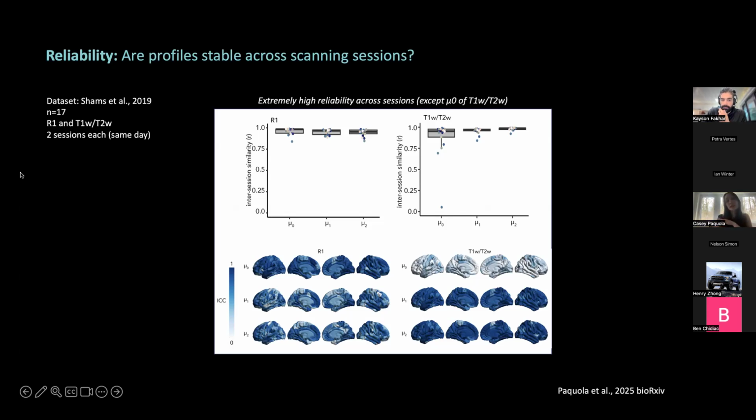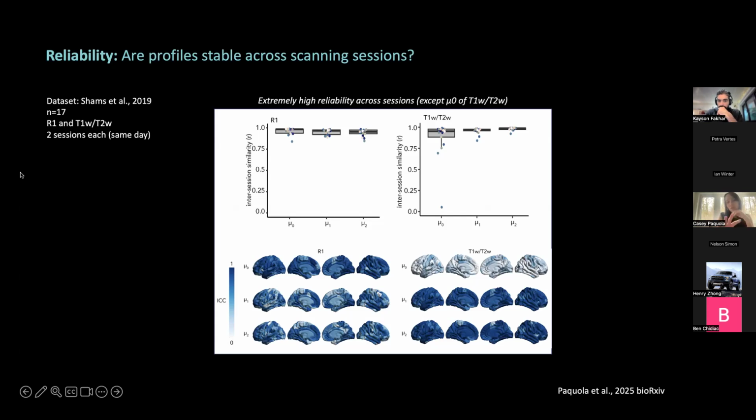So what we see is there's extremely high reliability across the sessions, with the exception of the 0th moment of T1 over T2. So you see at the top, it's just the intersession similarity, and on the bottom, the intraclass correlation coefficient.